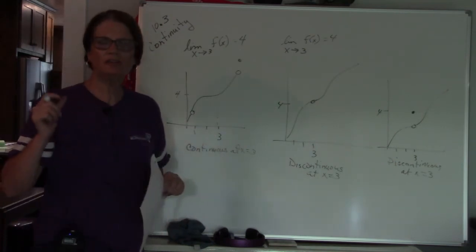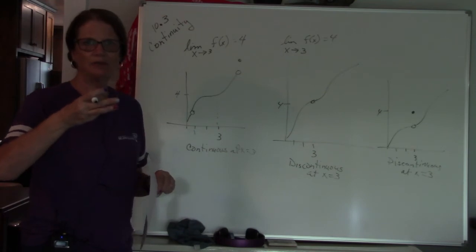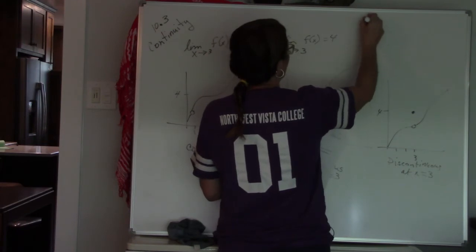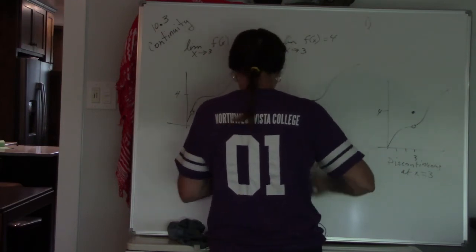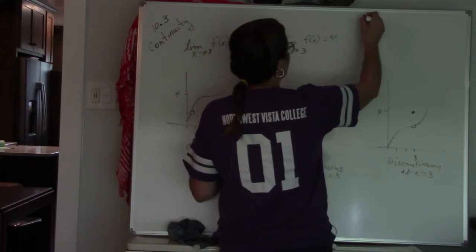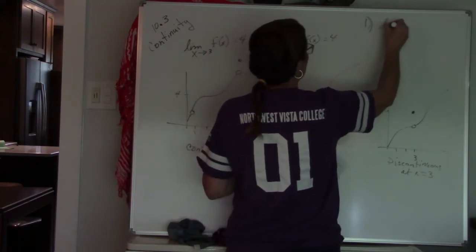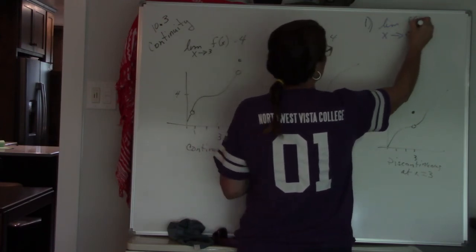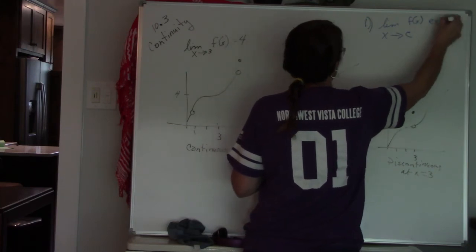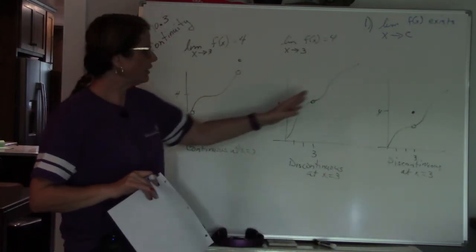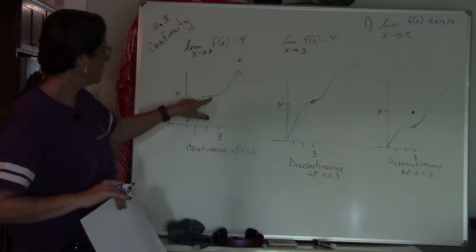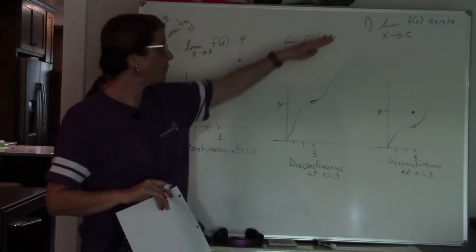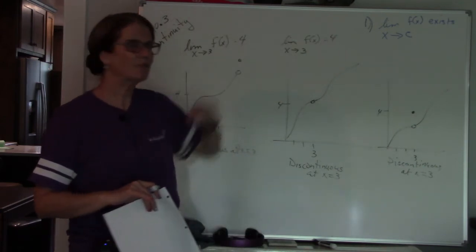Now, to have continuity, you have to have 3 things happen. There's 3 characteristics of a continuous function. So the first one, let me get a different pen that actually is dark enough. The first one is the limit of the function as x approaches c exists. Okay, so with all 3 of these, the limit does exist, right? It exists here at 3, it exists here at 3, it also exists here at 3. So all 3 of these pass this first criteria to have continuity.